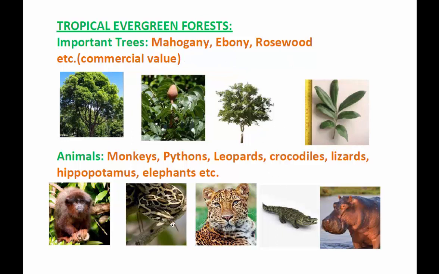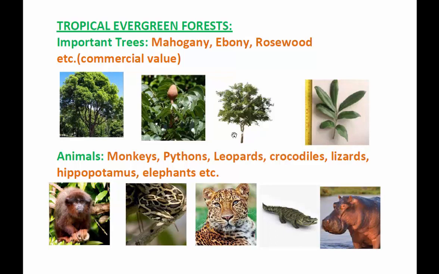And animals such as monkeys, pythons, leopards, crocodiles, different types of lizards, hippopotamus, elephants and all. These are some of the important animals that are found in the tropical evergreen forest.